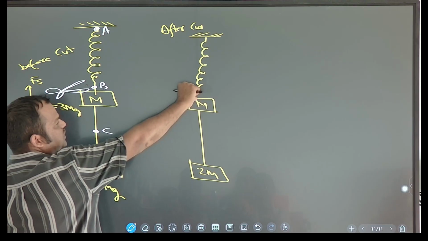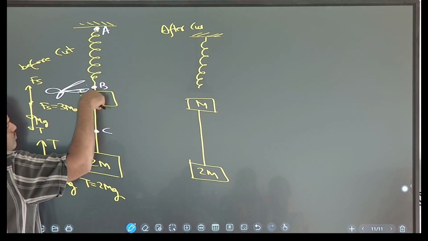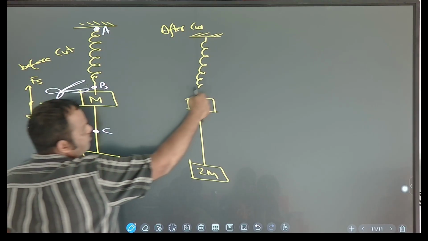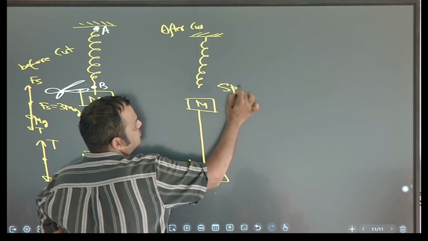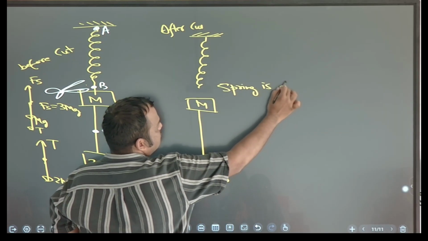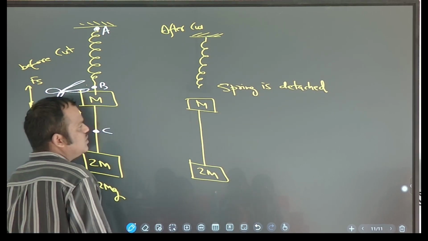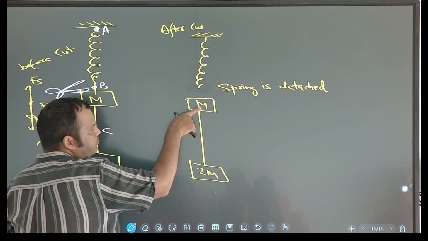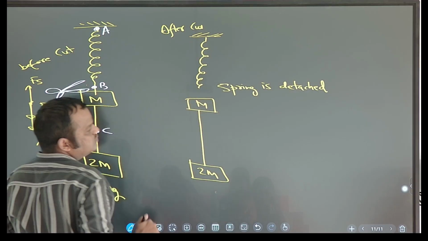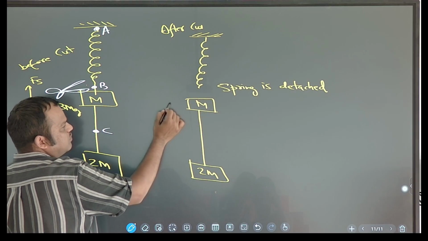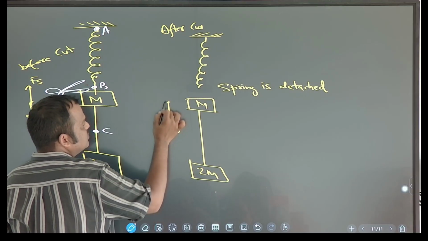Now there is no connection between spring and block M. Correct? So spring is detached. So is there any spring force on M? No, because spring is not connected. So spring force not there. So what is the force downward? Mg. Correct.